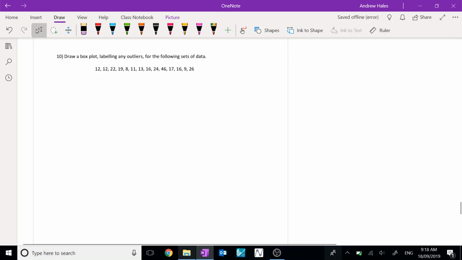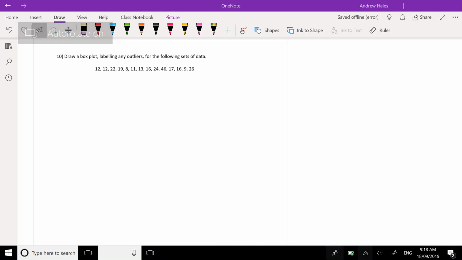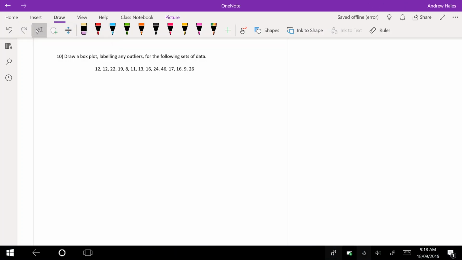Look at us. We made it. Last question in the practice test. Draw a box plot labeling any outliers for the following sets of data. Again, these are the questions that are really going to get you. You know the understanding, but organizing that data set is going to be really frustrating. So be really careful when you're organizing data from a list.